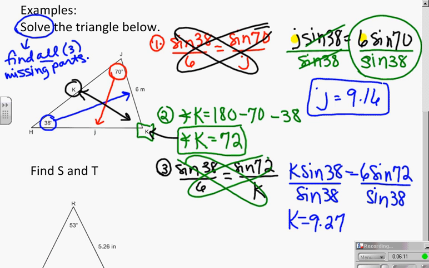K is equal to 9.27. If you are getting wildly different, crazy answers, go back and check that your calculator is in degrees and not radians, that it says DEG, not RAD.